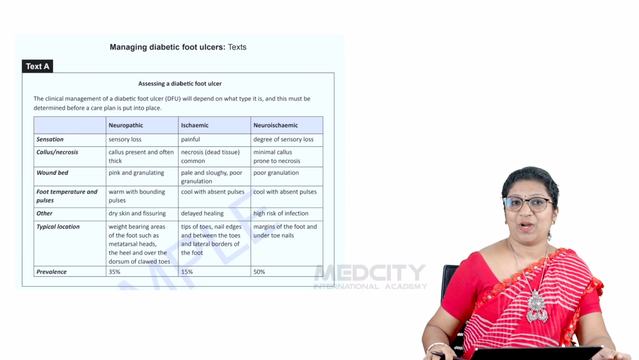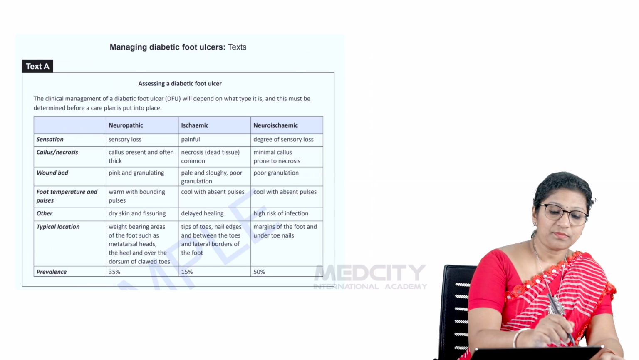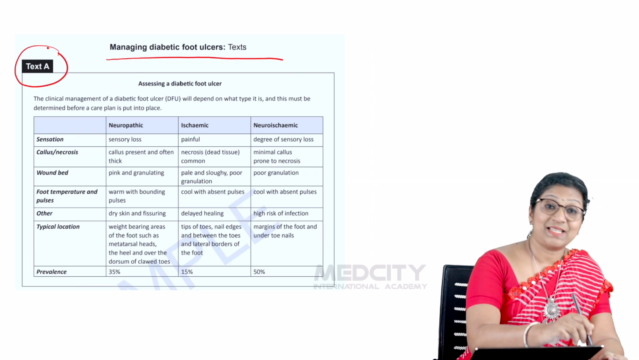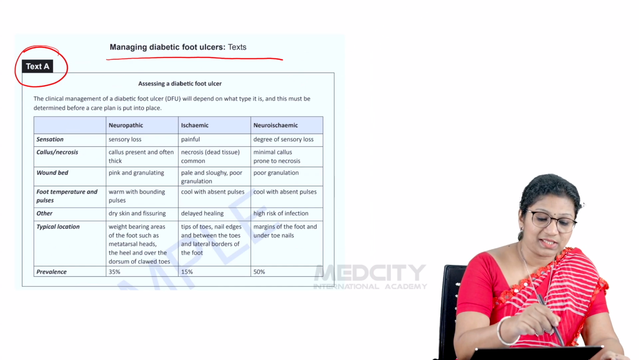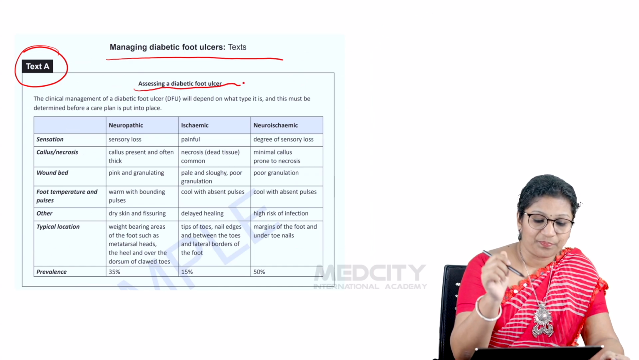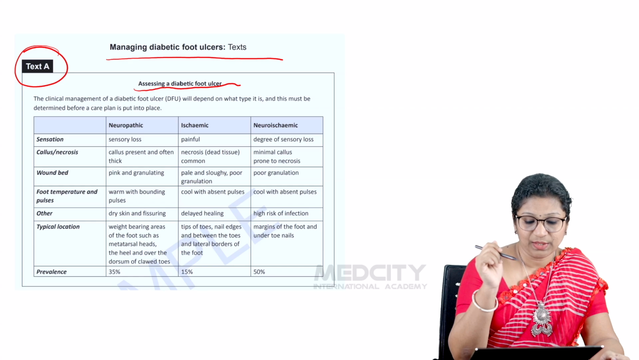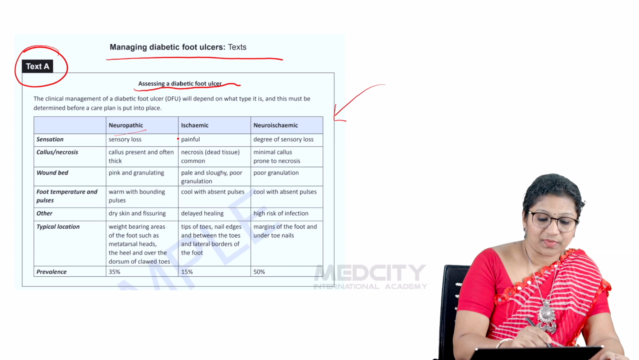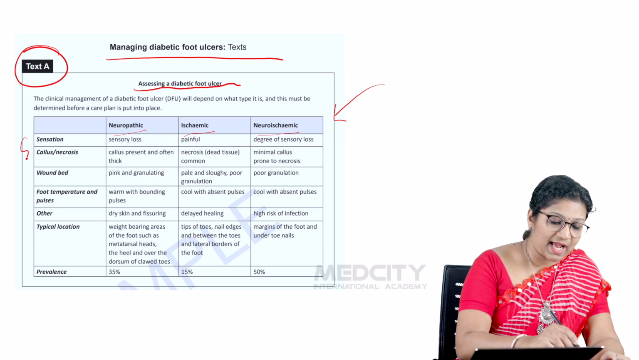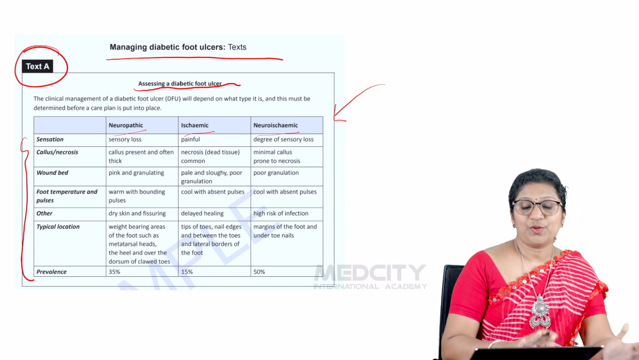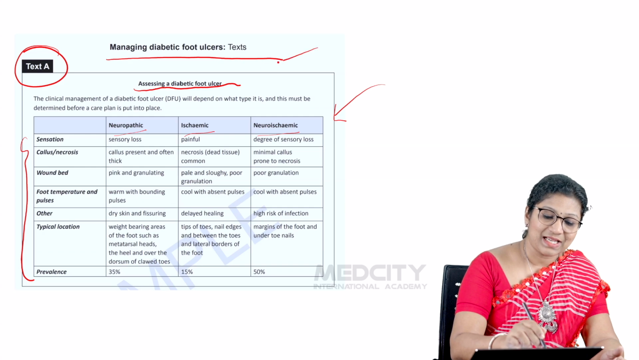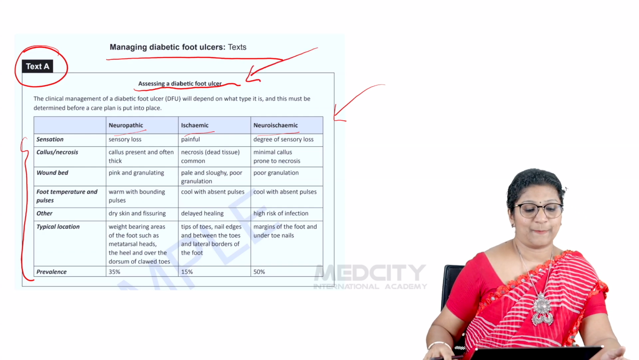Now let me just show you how the text will look. Managing diabetic foot ulcers, we've taken the same example. This is text A, and the first text is on assessing a diabetic foot ulcer. Okay, so here we have a table. It speaks about neuropathic, ischemic, neuroischemic and so on. Then we have sensation, callus, wound, prevalence. So you have data or information given in the form of a table. The heading here is assessing a diabetic foot ulcer.